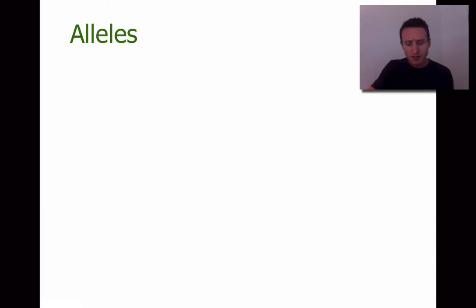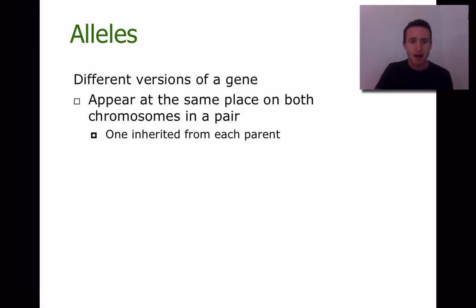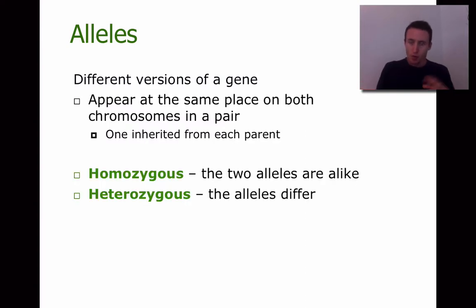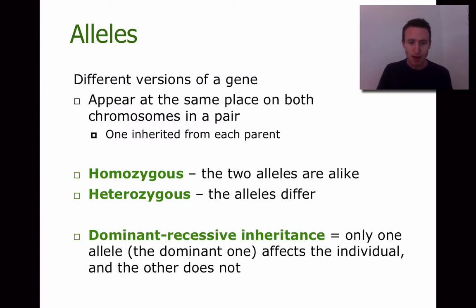All right, so let's cover one more idea when it comes to this, the influence of genes. So genes come in different versions, and those are known as alleles. Alleles, we get a copy from mom and a copy from dad, and what we're going to talk about right now is something called dominant recessive inheritance.